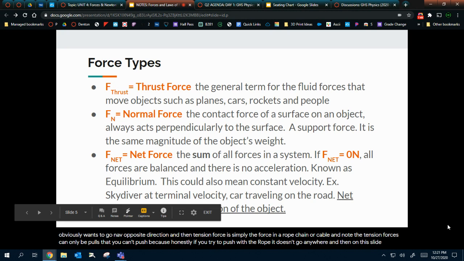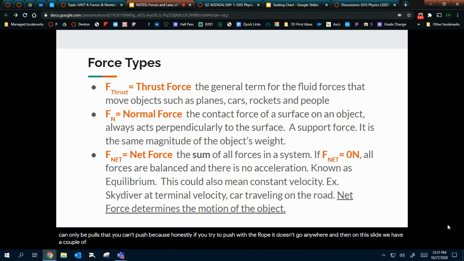And then on this slide, we have a couple more forces. We have what we call the thrust force, the normal force, and the net force. The thrust force is just a general term that we can use for what's moving things, so like a car or a rocket or even a person. We can say, well, it's the force of thrust. It's the thing pushing it forward, right? Even though a person walking is a far cry from a rocket ship, in both cases, something is propelling them forward. Rather than getting down into the minutiae details of what's actually going on there, we can just say, hey, something's pushing it. We call that the force of thrust.